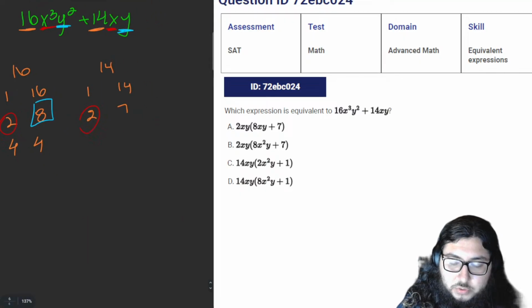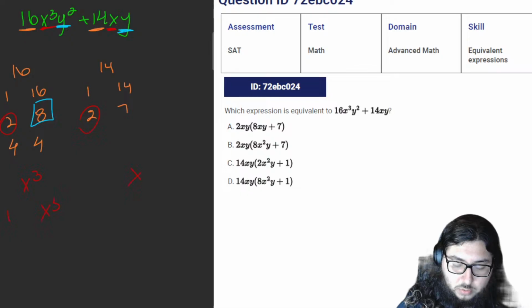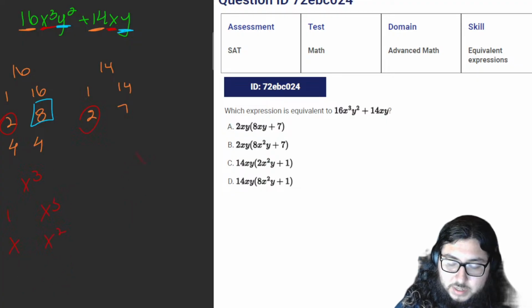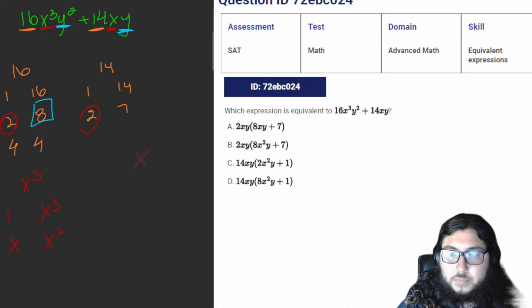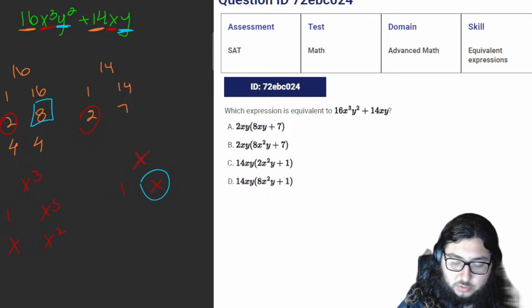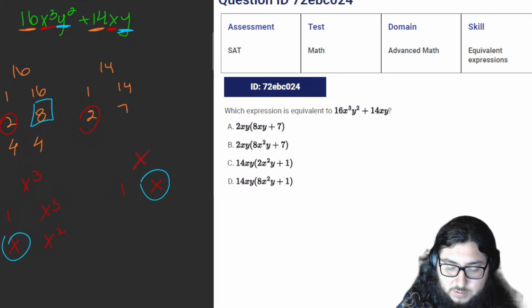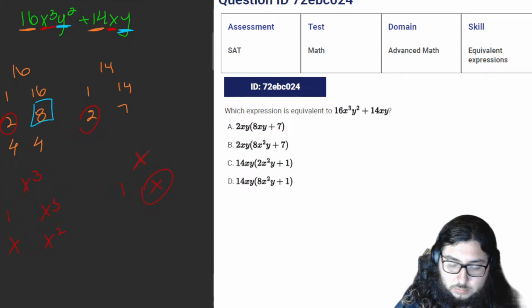Next, let's do x to the third and x. We can write x to the third as 1 times x to the third, or x times x squared, or x squared times x, which we already have. So these are the factors of x cubed. And x is just 1 and x. So x must be the greatest common factor between these. And let me circle that in red. And what's left, I'll circle in blue.